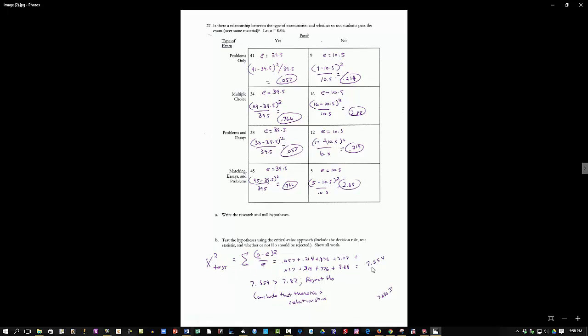That comes out to be 7.854, which is greater than 7.82. Not by much, but it is. So we reject H0 and conclude that there is a relationship between the two.